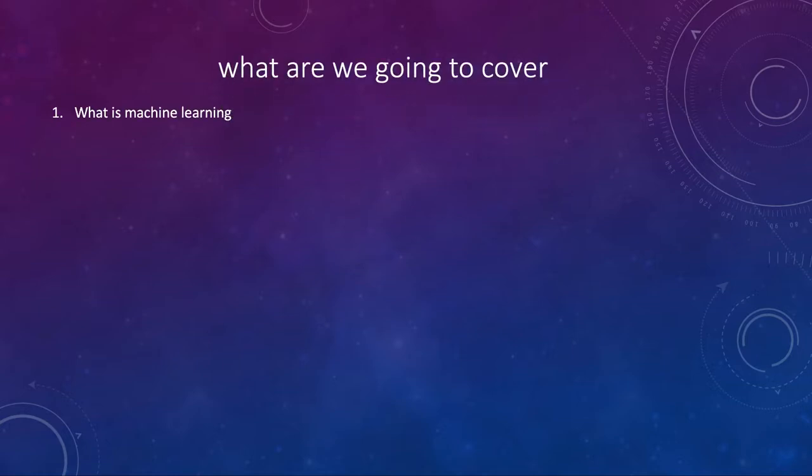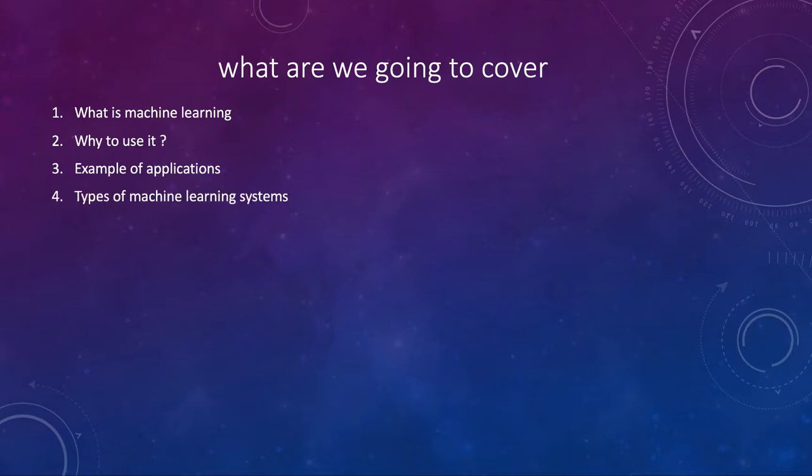Let's talk about what we are going to cover. First off, we're going to talk about what machine learning is. We will take a look at the map and learn about the main regions and the most notable landmarks: supervised versus unsupervised, online versus batch learning, instance-based versus model-based learning.